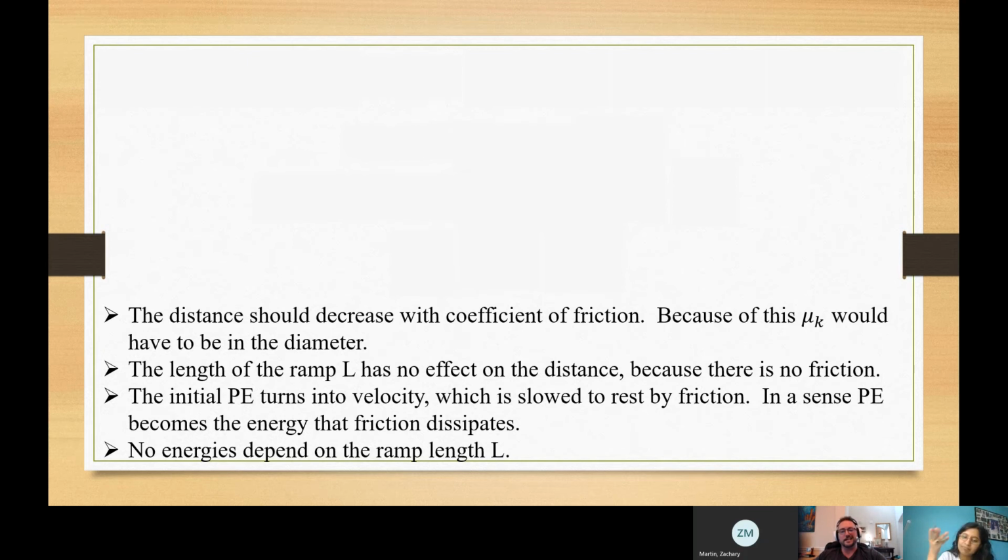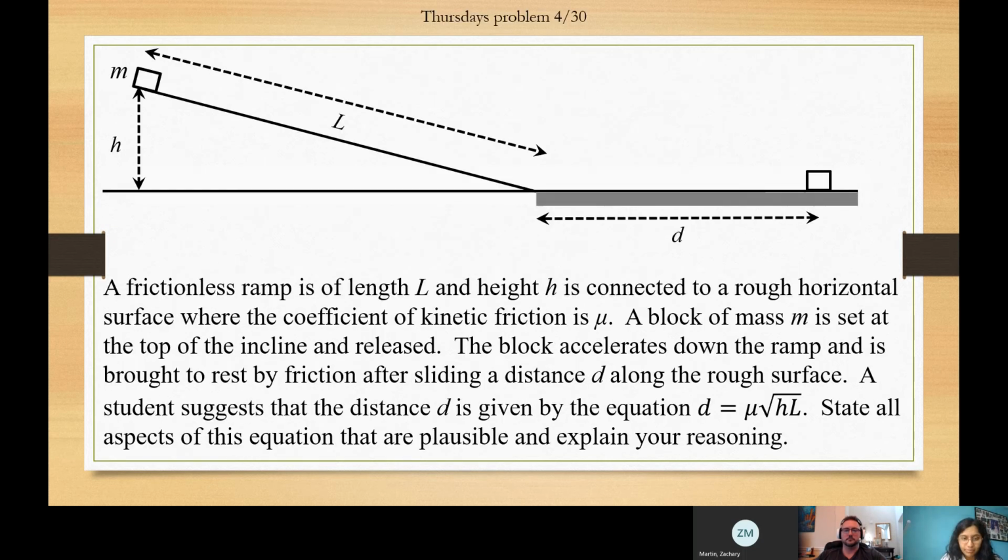But all of this work I did, was it useful? Yes or no? Since they just asked you to explain, it wasn't useful. It was useful in the way that it helped you calculate the answer, but it wasn't useful in answering the problem. Sure, and that's where I made my mistake. State all aspects of the equation that are plausible, and what does it say afterwards? Explain your reasoning. That's the more important part.